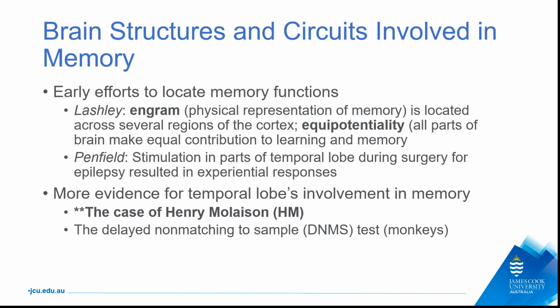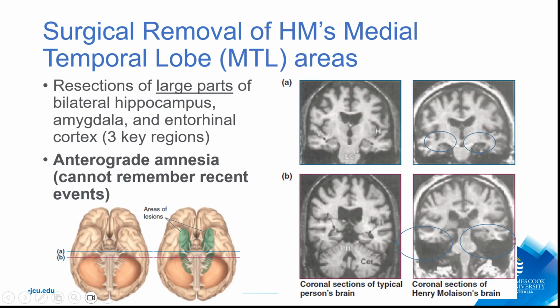And then later on, we're going to look at the DNMS test. Oh, okay. So this is interesting stuff. HM's medial temporal area. Note that it was surgically removed. It was not damaged. It was not lesioned. It was surgically removed. So that's why we use the word resection. Okay, don't get this piece of information wrong.